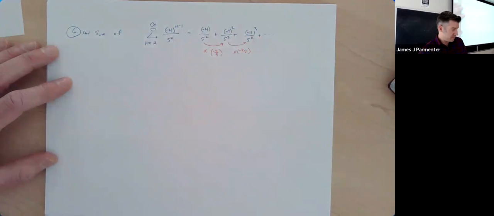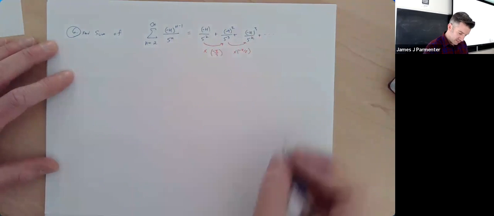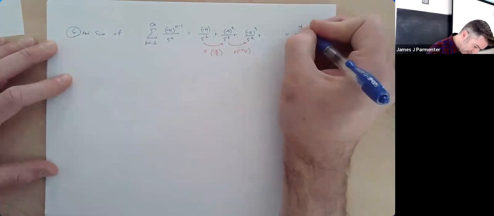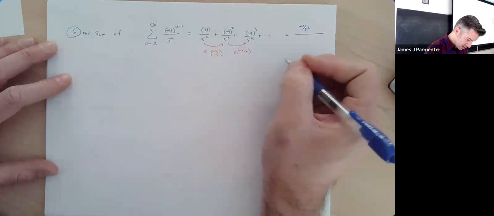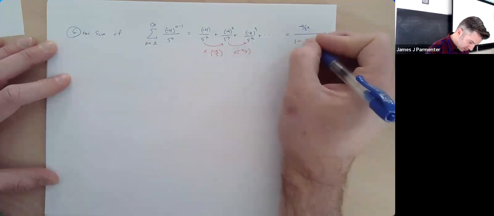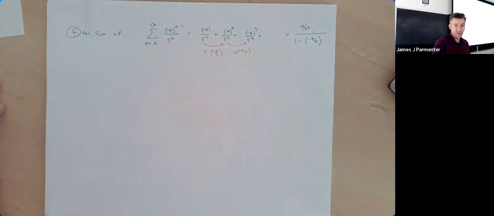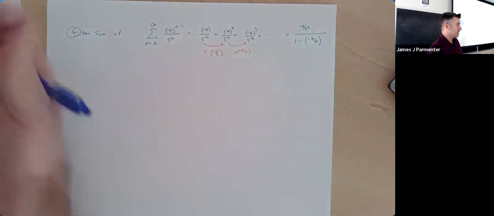So one way to do this would be to write it that way and say, okay, great. That means this is going to add up to the first term, which is -4 over 5 squared over 1 minus the ratio. And I really, really can't recommend enough doing it any other way. I find this just to be the easiest.